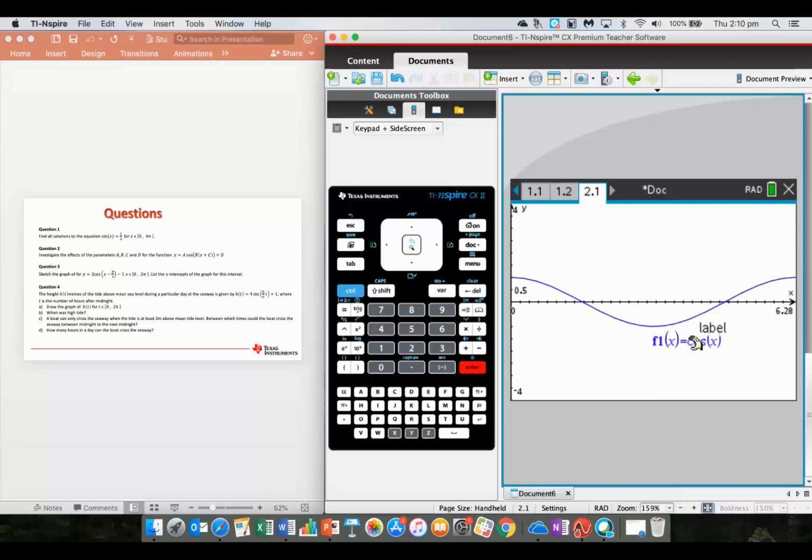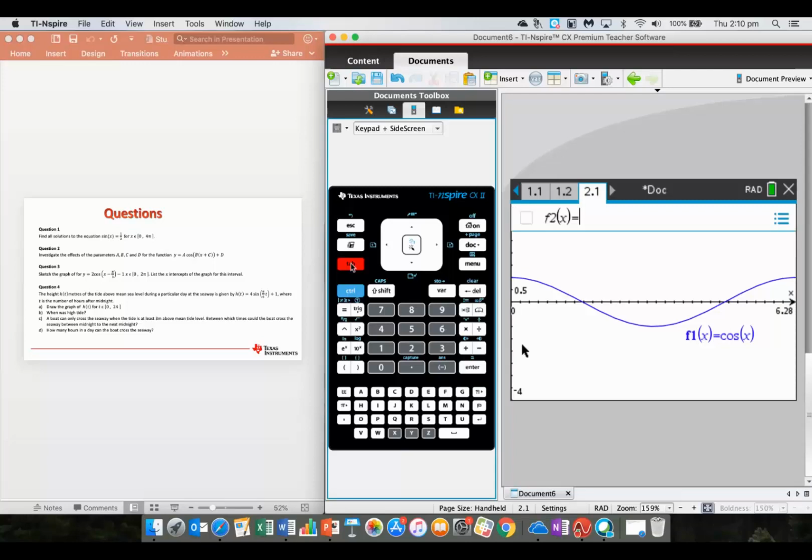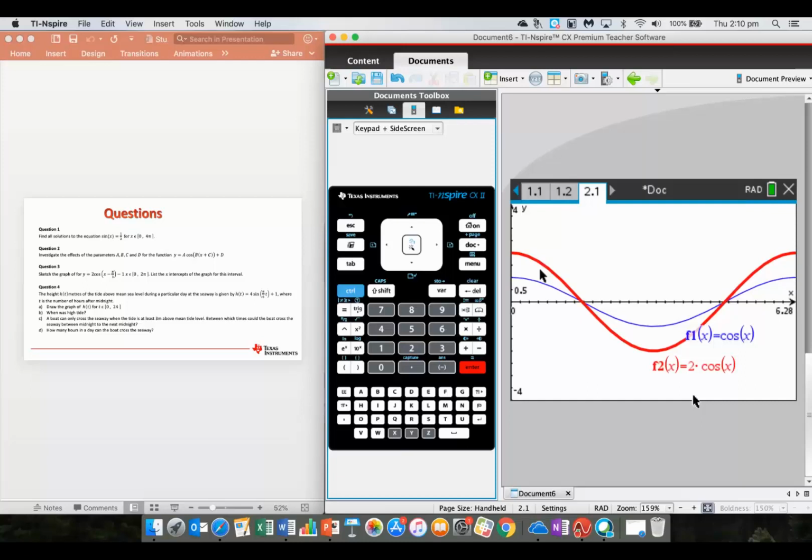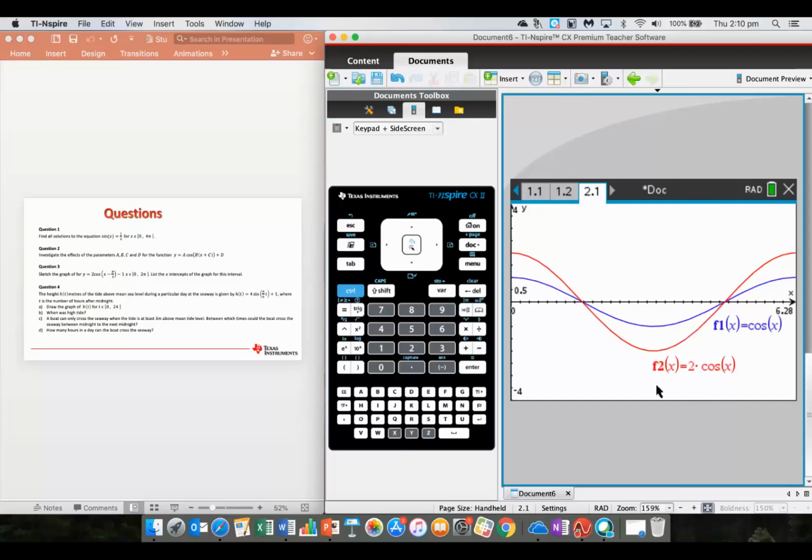So here's my original function. The first parameter I'd like to investigate is a, which is the number in front of cos. So let's type in another graph here, and let's use the graph y equals 2 cos x and see what happens. Hit the tab button. I'm now on the second function, so I'm going to simply type 2 cos x, and straight away I can see that the graph has had a dilation in the y direction.